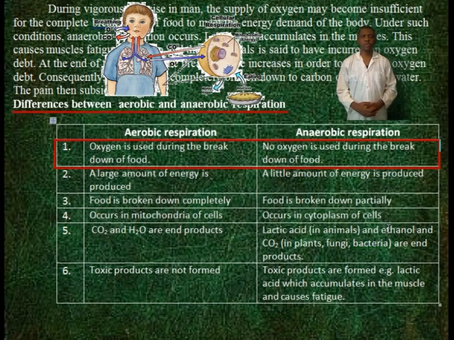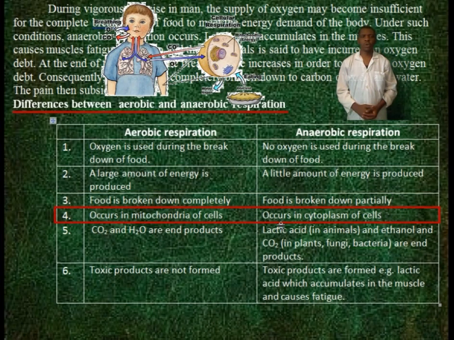During aerobic respiration, oxygen is used in the complete breakdown of food. No oxygen is used during anaerobic respiration to break down food. A large amount of energy is produced during aerobic respiration. A little amount of energy is produced during anaerobic respiration. During aerobic respiration, food is completely broken down. Food is broken down partially during anaerobic respiration.